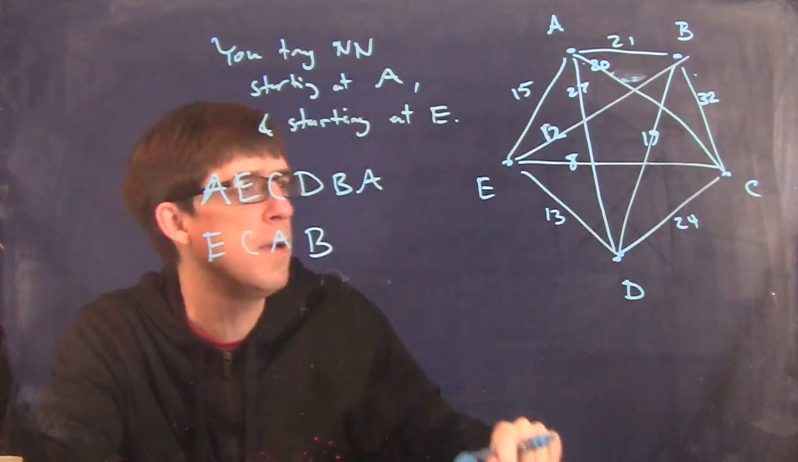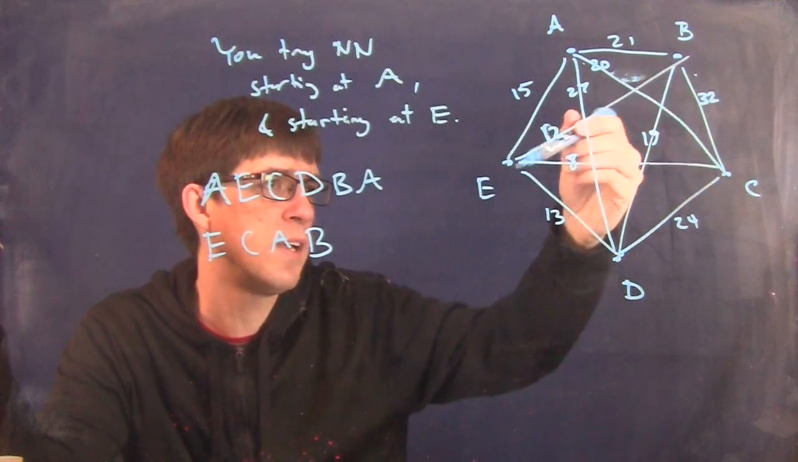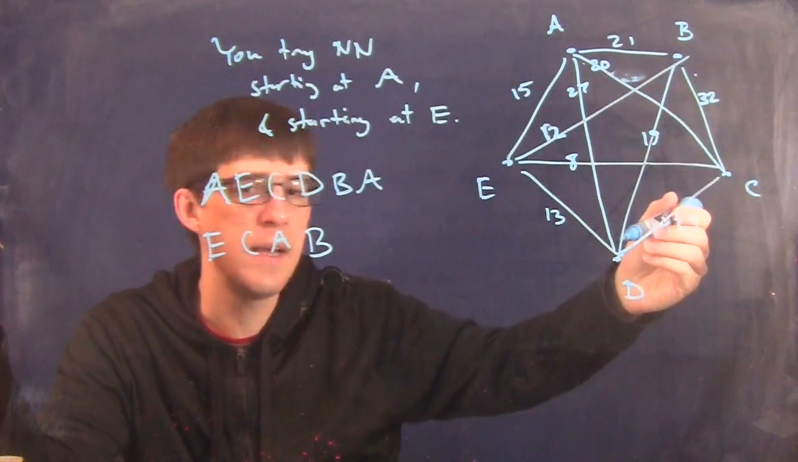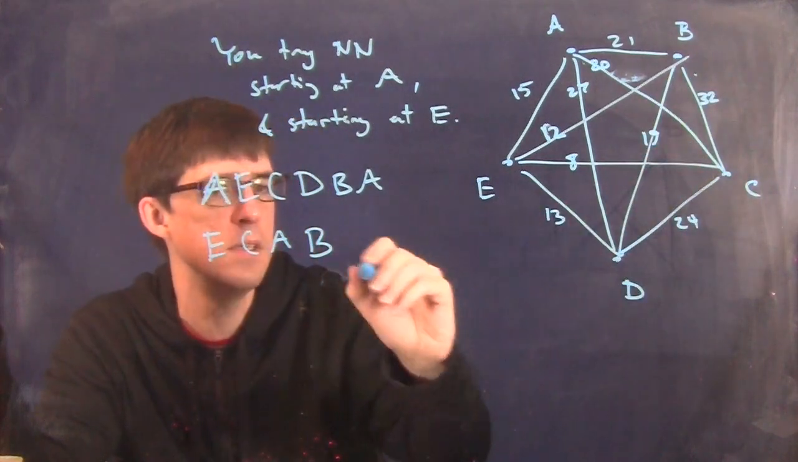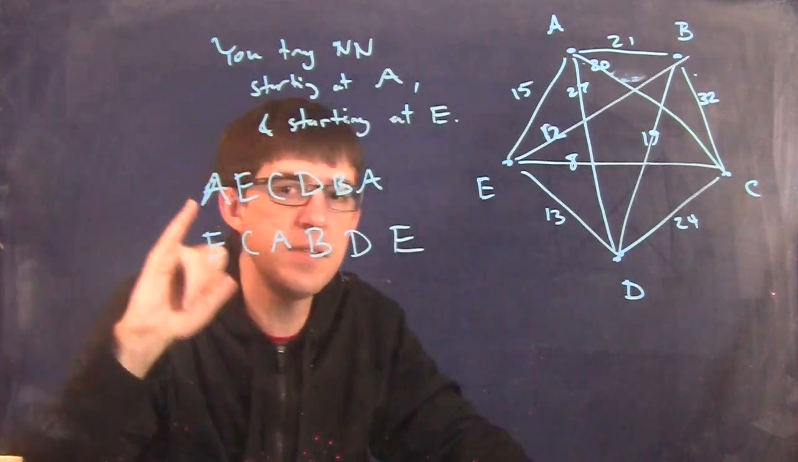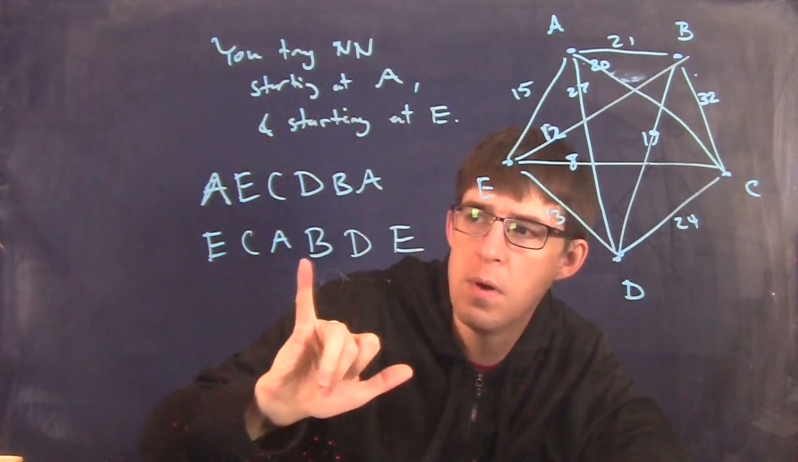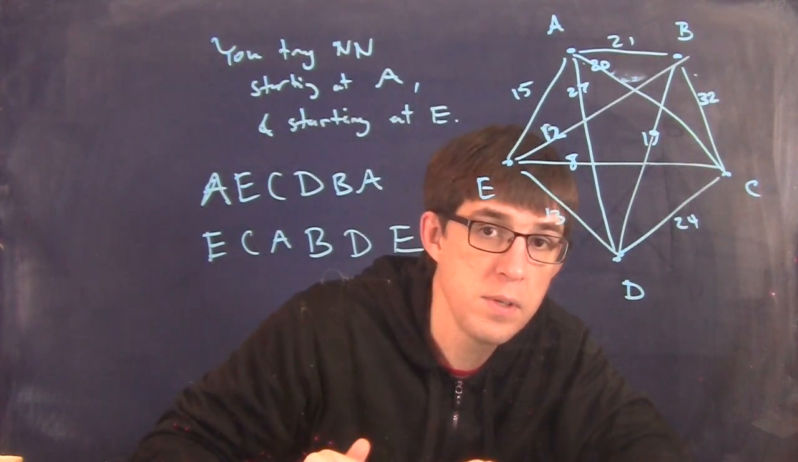So that's to B. And then from B, I got 21, I already did. 12 I can't do because that goes to E. 19 I could do, and 32 I can't do. So let's do the 19 to D, and then finish it off, go back to E. All right, this is the nearest neighbor circuit starting with E. I hope that worked out for you.